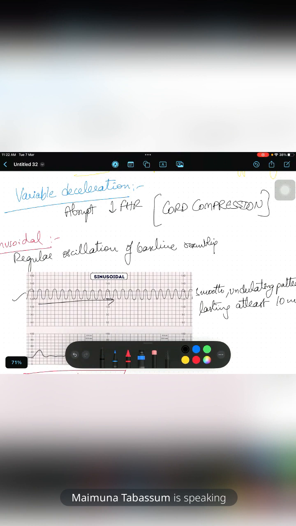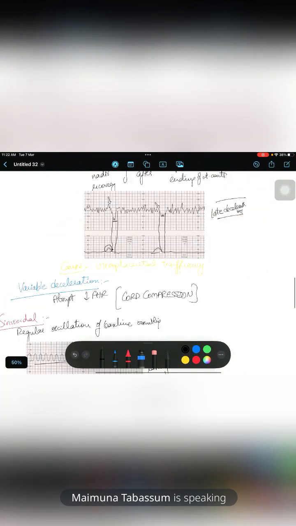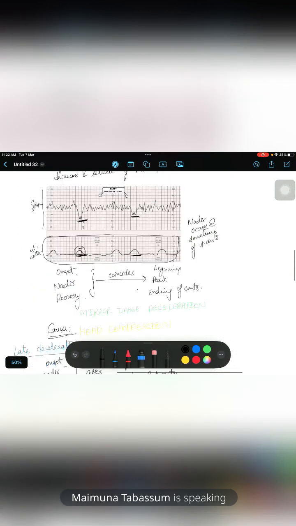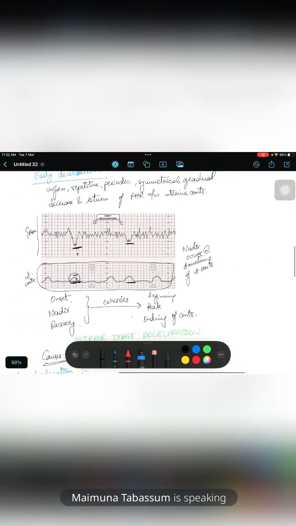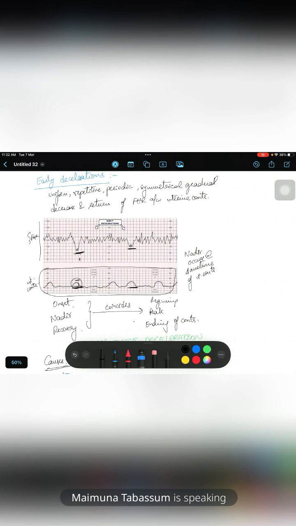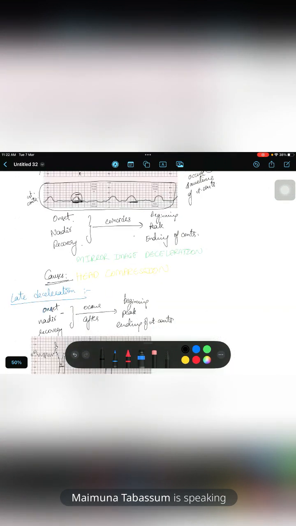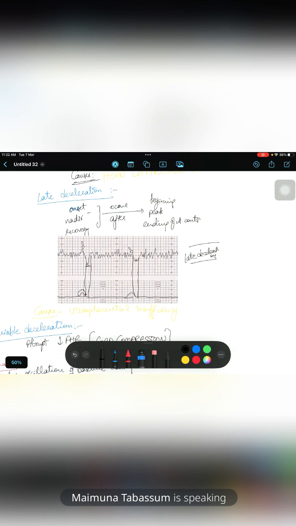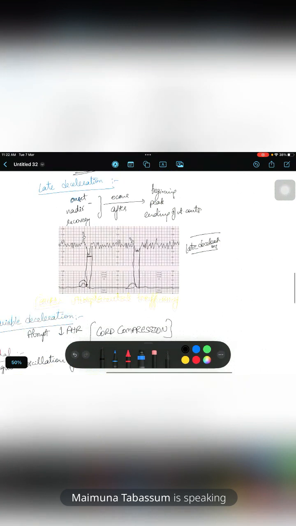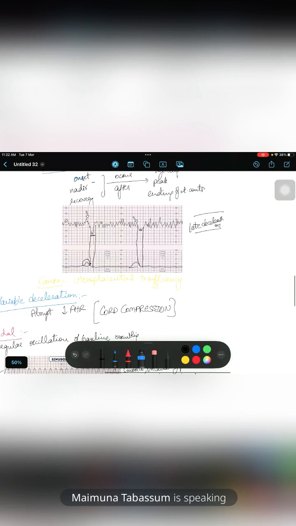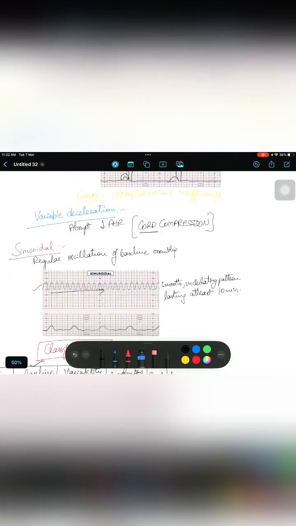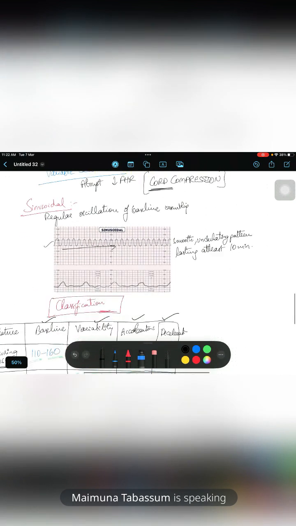is cord compression. So I have a small technique for remembering these types of decelerations with examples. In a normal delivery, what will come first? Head will come first. So head will come early. So early deceleration is seen in head compression, just for remembering's sake. Then after the head, what will come late? Placenta will come late. So placental insufficiency causes late decelerations. Cord might come variably. It might come earlier, it might come late. So you will be having a variable deceleration in cord compression. It's easy to remember, that's all.